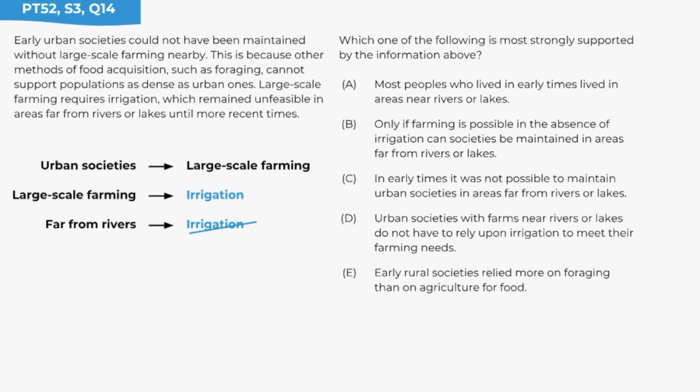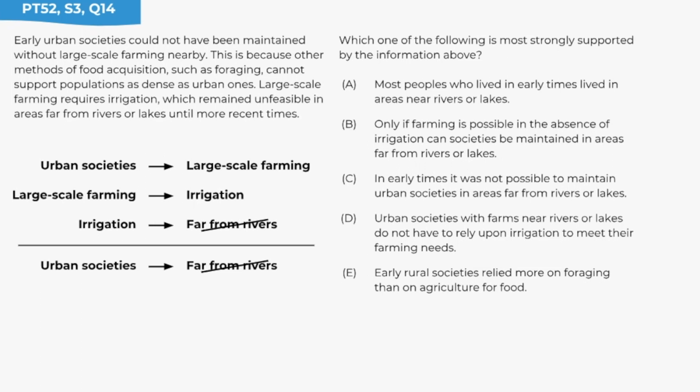Since the first and second statements already link together so nicely, let's go ahead and leave them alone and take the contrapositive of the third statement so that we can connect it back to the first two statements. So if you have irrigation, then you're not far from rivers. So now we can see how these three ideas can connect. Urban societies require large-scale farming. Large-scale farming requires irrigation, and irrigation requires that you're not far from rivers. So we can make that inference of the three statements or the contrapositive of those. If you are far from rivers, then you're not going to be able to have an urban society.